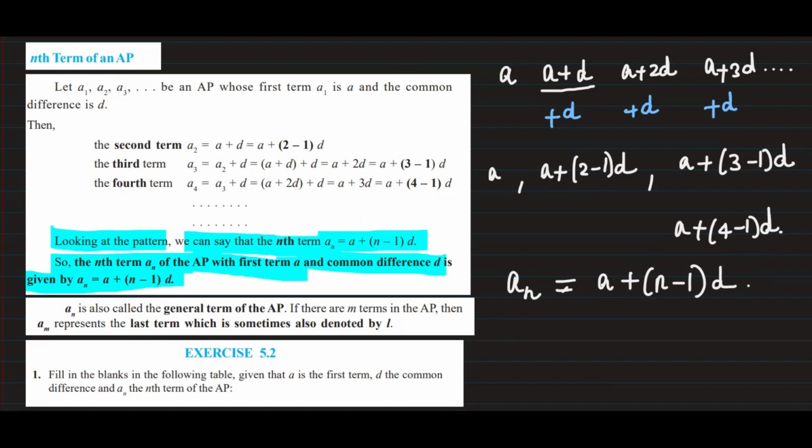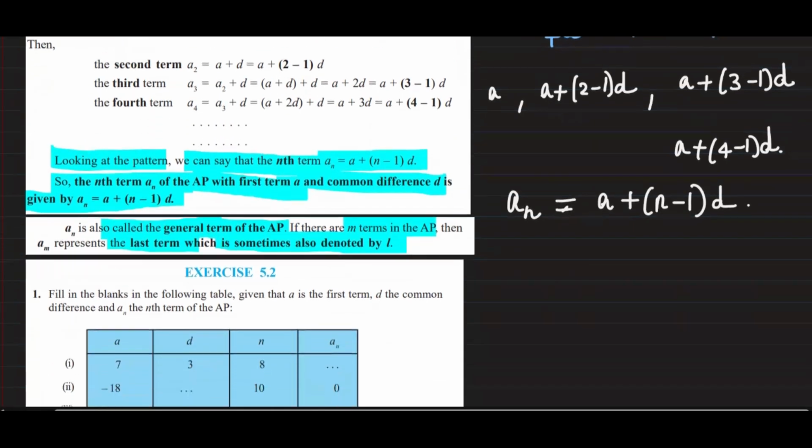There's one more additional piece of information here. An is also called the general term of the AP. If there are m terms in the AP, then Am represents the last term, which is sometimes also denoted by L. So basically, if the given series is a finite one, that is, it will have a last term, then we represent the last term as L. Clear? Now let's start with the first question, then we'll have better clarity.